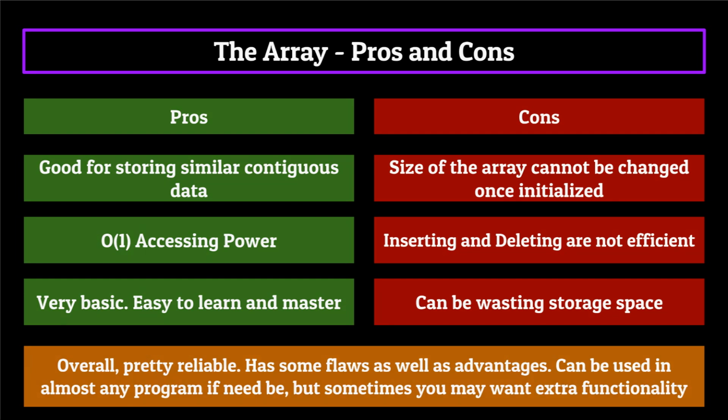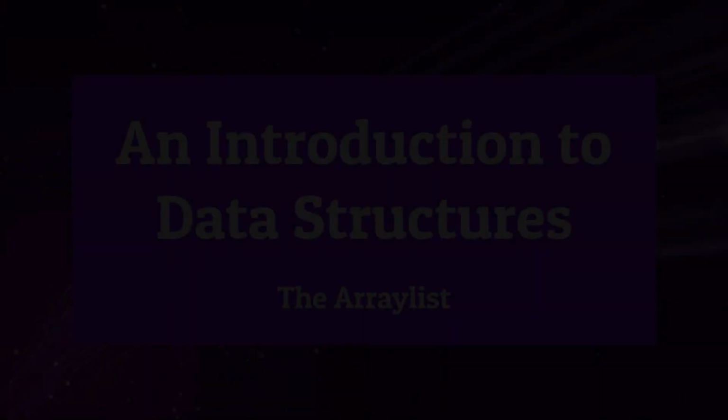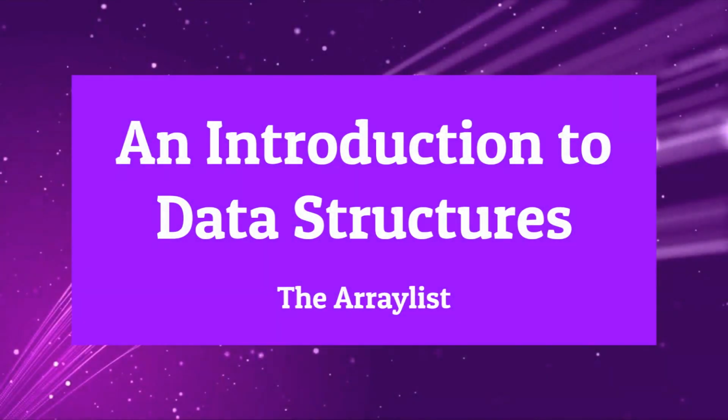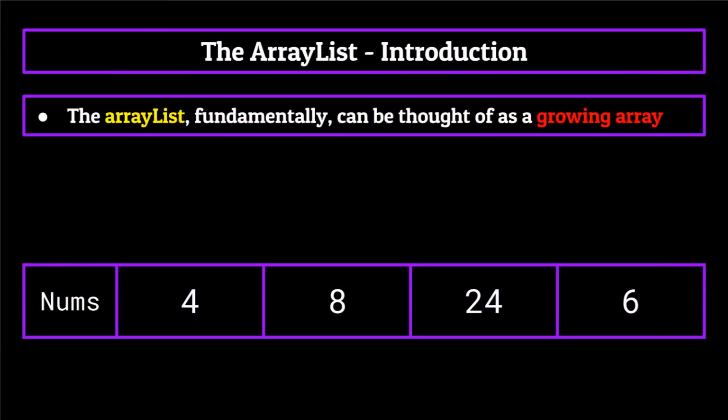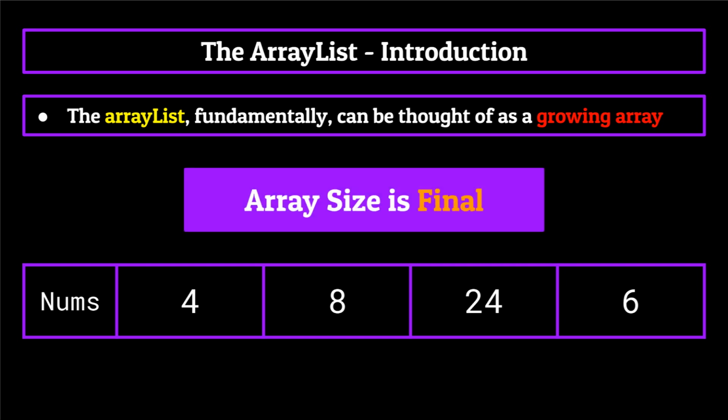One of those more advanced data structures is what's known as the ArrayList. The ArrayList fundamentally can be thought of as a growing array. We just finished talking about the array, and how one of its major flaws was the fact that, once initialized, an array size could not be changed using conventional methods. Well, in contrast, an ArrayList size expands as the programmer needs.